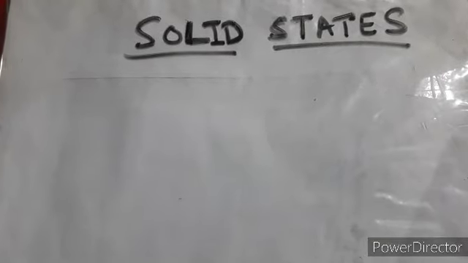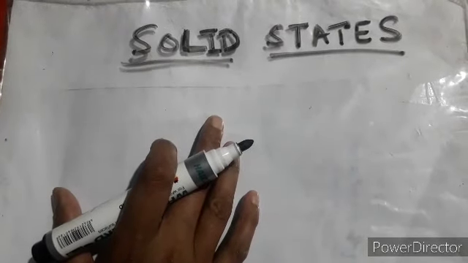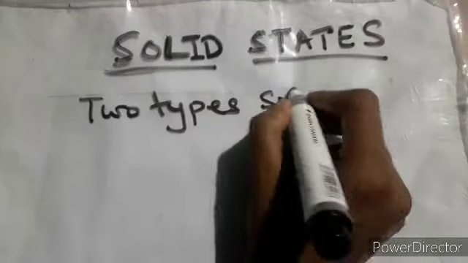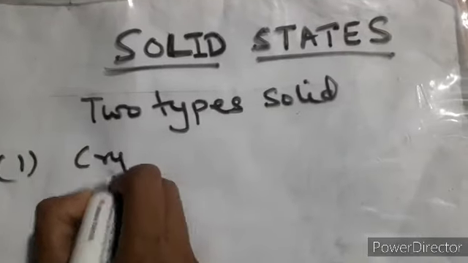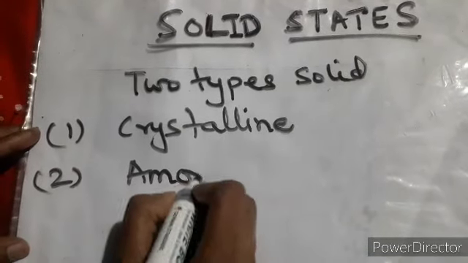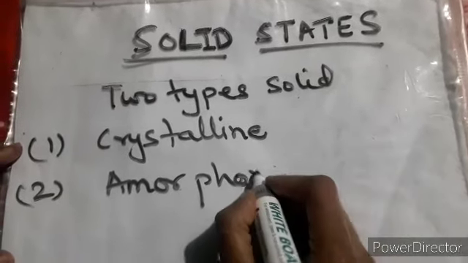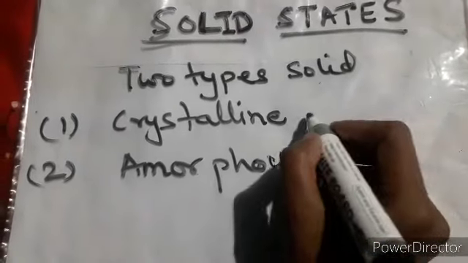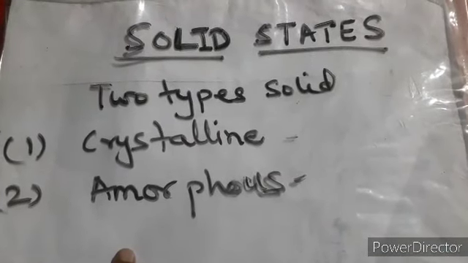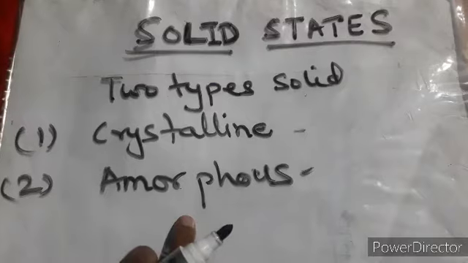So first of all, in this solid state we'll focus on the solids, and we'll see what types of solids there are. In our course we have two types of solids. One is crystalline, and the second is amorphous. We'll study these two solids in detail, as it's an important question for your boards. Sometimes differences or fill in the blanks are asked here. First we'll focus on crystalline, then on amorphous.